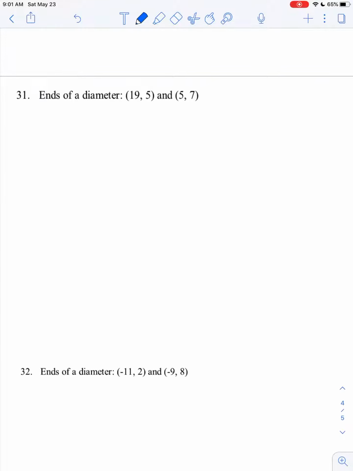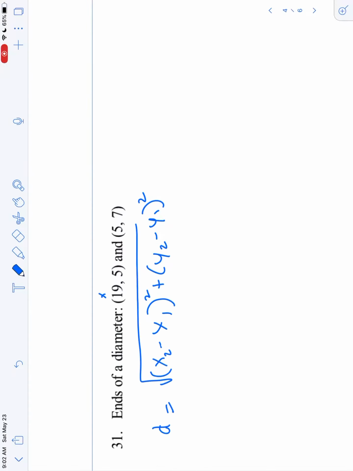In order to find the distance between the 2 points so that you could find the diameter and then the radius, you would use the distance formula. So the distance formula is the square root of the change in distance between the x squared and then the change in distance between the y squared. So if you don't have it memorized, it's x2 minus x1 squared plus y2 minus y1 squared.